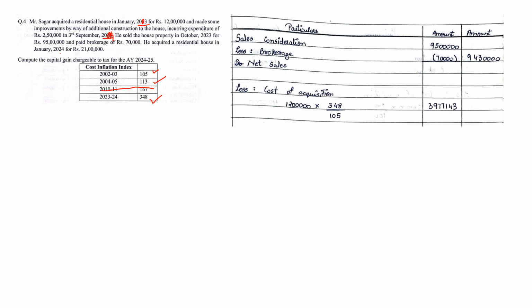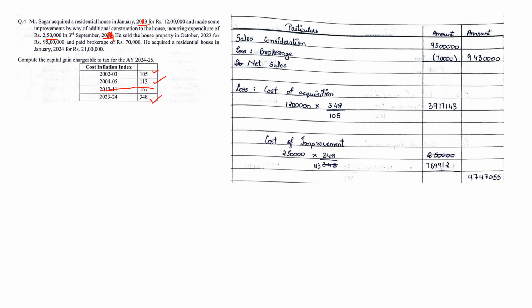After that comes less indexed cost of improvement. In a similar way, cost of improvement was 2,50,000, CII we will take as 113 and the previous year was 348. So less indexed cost of improvement, 2,50,000 into 348 upon 113, because of the date error. We got the value as 7,69,912. You add up both, it comes to 47,47,055. The rule is to deduct all these things.